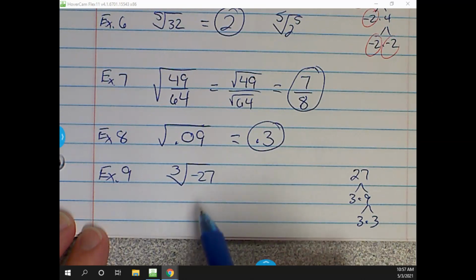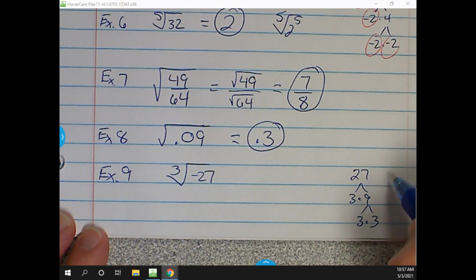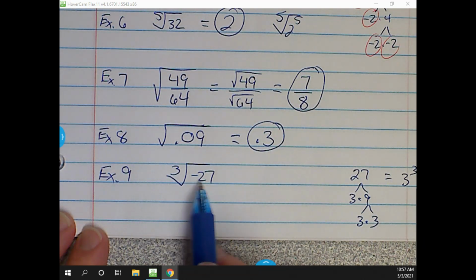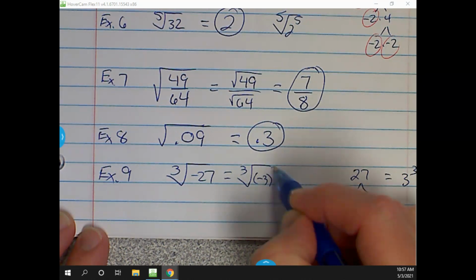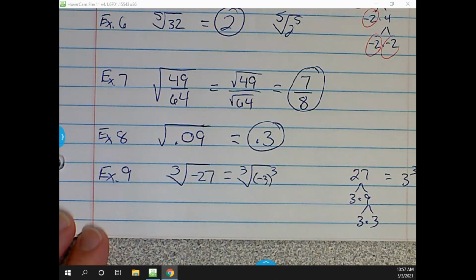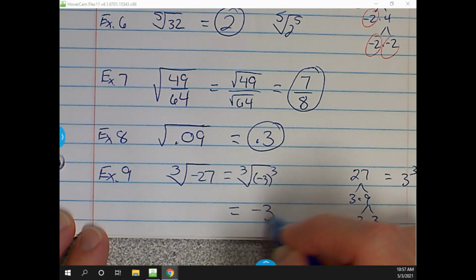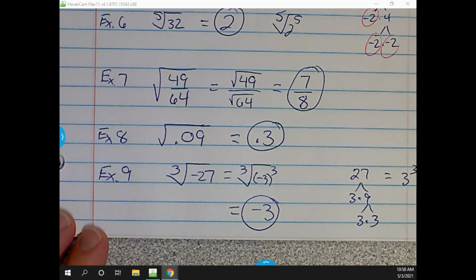Again, the only difference is in this case when we break this thing down, 27 would be 3 to the third. Since this is a negative 27, it's just going to be negative 3 to the third. Again, your power and your index both cancel out. So then you wind up with negative 3.